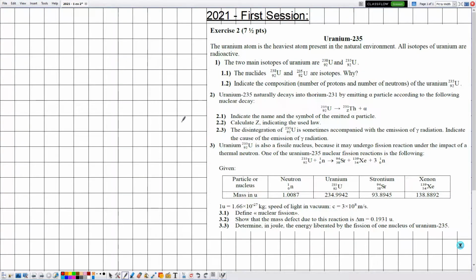Okay, hello everyone, in a new video. In this one we are going to solve an exercise related to radioactivity and nuclear reactions, in the chapters of radioactivity and simulated nuclear reactions, fission and fusion. This exercise was in the terminal LH and SE exams in 2021, first session. Then let's start. Now exercise number 2, the title of this exercise is uranium-235.